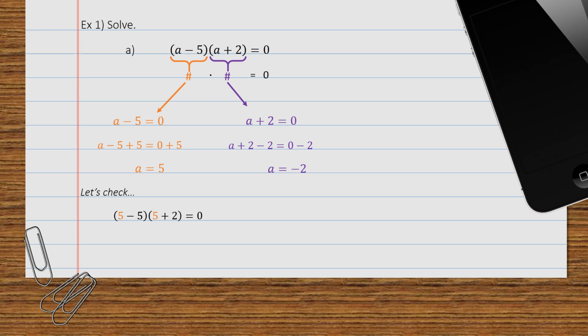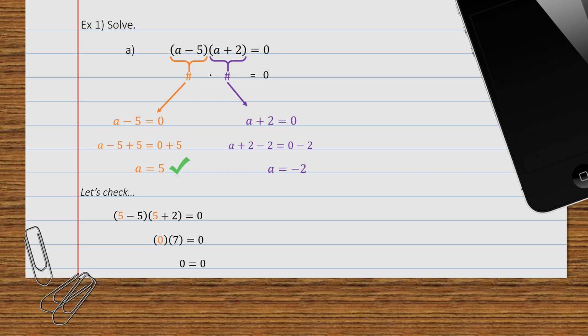If I plug a 5 back into the original equation, it becomes (5 minus 5) times (5 plus 2) equals 0. Well, 5 minus 5 is 0, and 5 plus 2 is 7, but you notice 0 times 7 is what? 0. And so it is a true statement. 0 does equal 0. So that solution works.